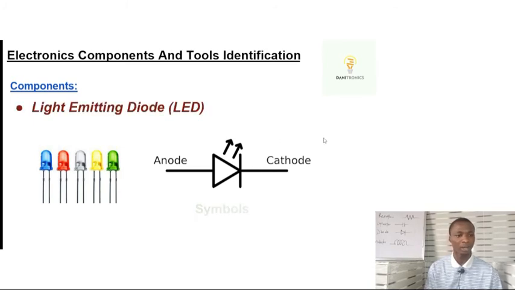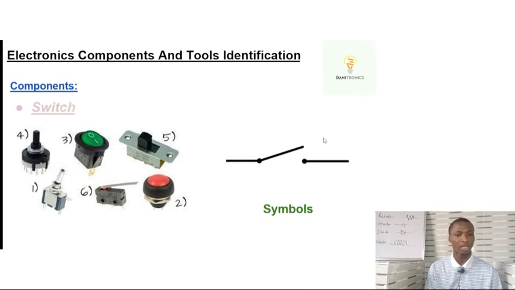Another component that we'll be talking about is the switch. The switch is very important. I'm sure we are all familiar with switches. A switch is used to make a connection or to break a connection. So when a switch is turned on, we are simply making the connection. We are closing the circuit. When you turn on the switch, it's closing the circuit and current flows. But when you turn off the switch, we are opening the circuit and current doesn't flow.